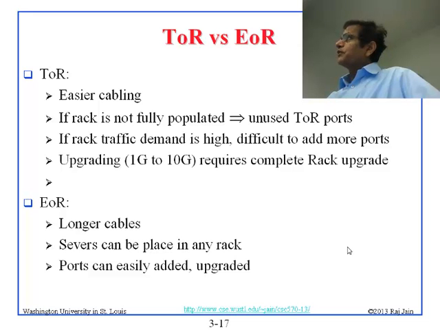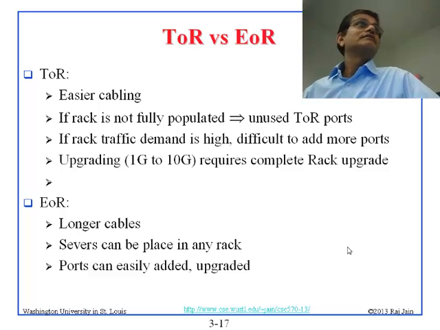If rack traffic is high, it is difficult to add more ports. For some reason, suppose you need more than 24 gigabit, then you cannot put a 25th port. With the other one you can. With end of the row, you can put one more switch and connect to that one. There is scalability. Upgrading the speed is the same thing. You can easily upgrade the networking equipment. The main negative of end of row is longer cables. Now you have to manage the cables. Equipment is good, but the cables are long.